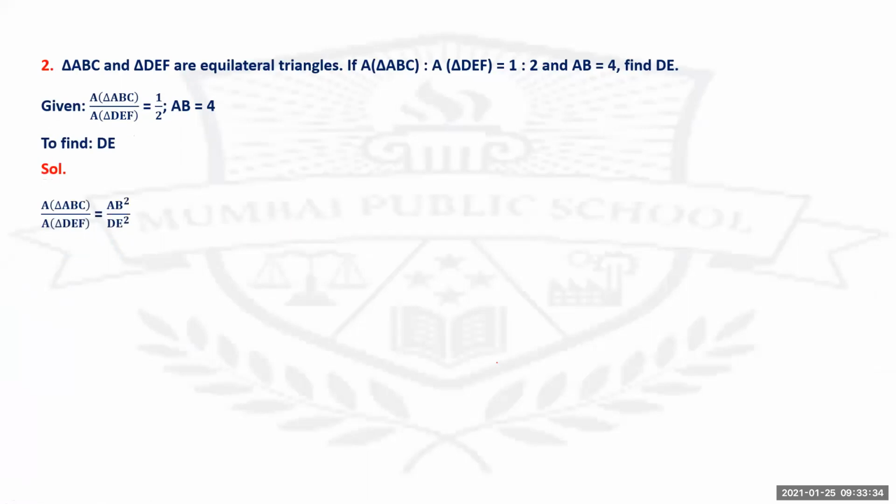Again, area of triangle ABC upon area of triangle DEF in terms of the side can be written as AB square upon DE square. Understand? So now you can easily substitute the given values. So 1 upon 2 equals 4 square upon DE square. You can remove the square root, so 1 upon 2 equals 4 upon DE. Taking root on both sides, DE equals 4 root 2 units. So you'll get the value of DE as 4 root 2 units. Is this clear to all the students?